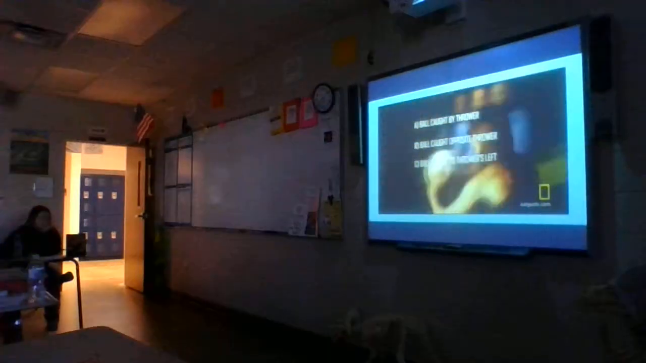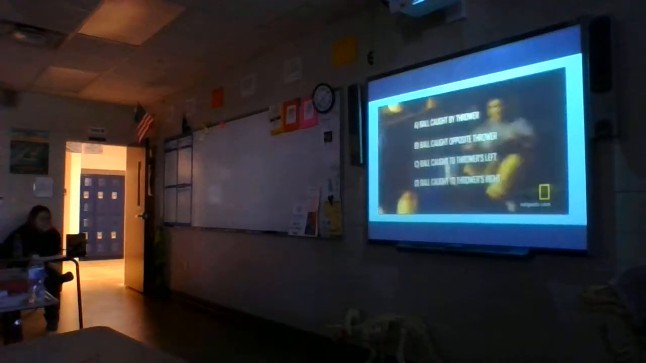What do you think? Make your choices here. Will it be caught by the thrower? Will it be caught by the person opposite? Will it be caught by the person to the thrower's left? Or by the person to the thrower's right? What do you think? Right, in your own time, throw the ball.